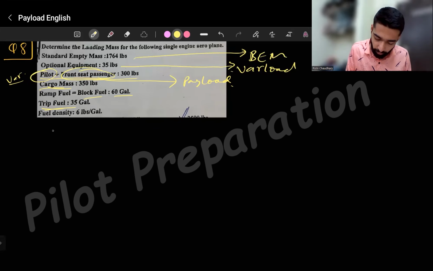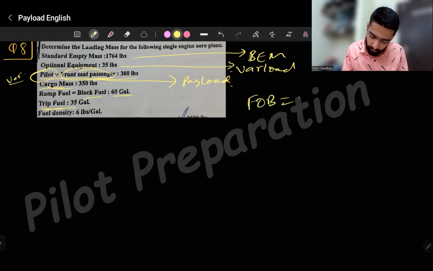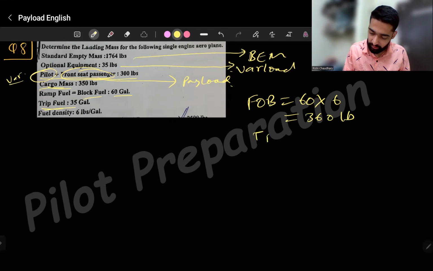Okay. So my fuel on board is equal to 60 gallons multiplied by 6, so 6 LB per gallon. So this is nothing but 360 LB. And my trip fuel is nothing but 35 multiplied by 6. 35 into 6, 210 LB.